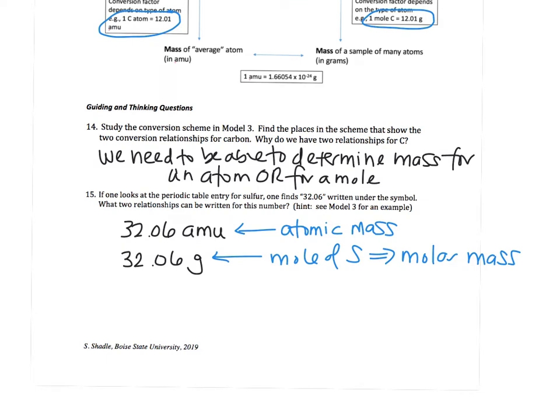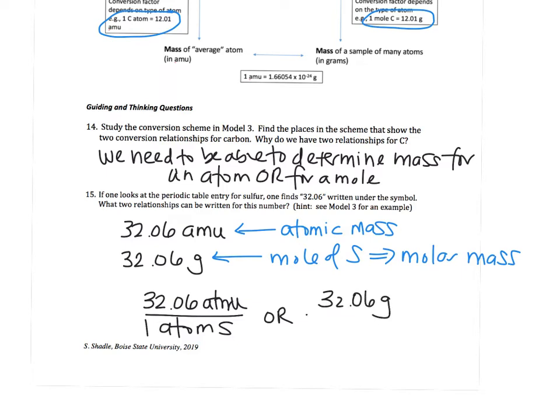I want to go one step further and write these out as full conversions. So one way we could write this is 32.06 AMU per atom, per 1 atom of sulfur. Or we can say 32.06 grams for 1 mole of sulfur. So now we've got two conversion factors we can use. And remember, we can flip them around depending on where we need the units to be. But these are two relationships that are going to be really handy.